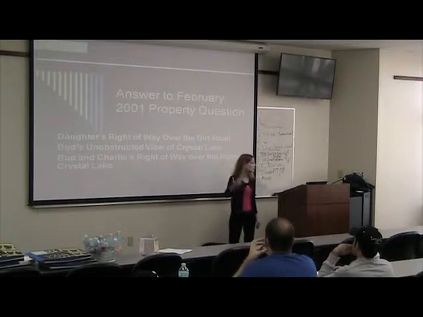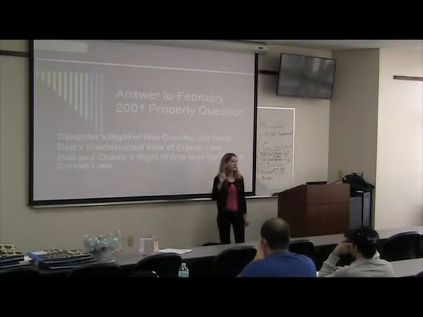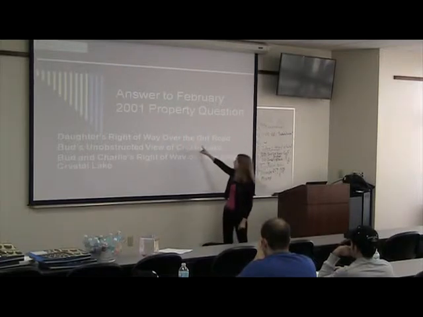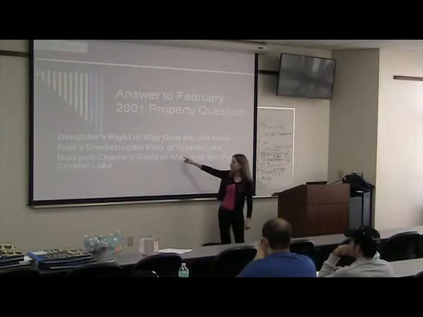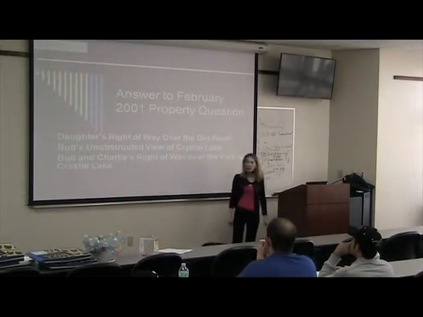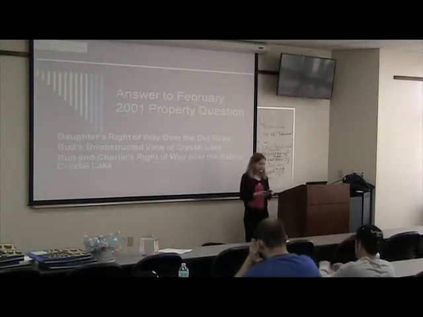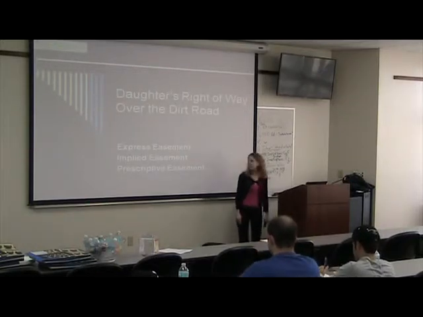And same thing for the MBE. And again, one of the reasons why I picked this question, because it gives you a lot of good MBE advice as well. So we're going to look at daughter's right-of-way over the dirt road, which of course she inherited from Art, her dad, Bud's view of the lake, and Bud and Charlie's right-of-way over the path to the lake. Any questions so far? Okay, let's take a look at what we have then. Starting with her right-of-way.